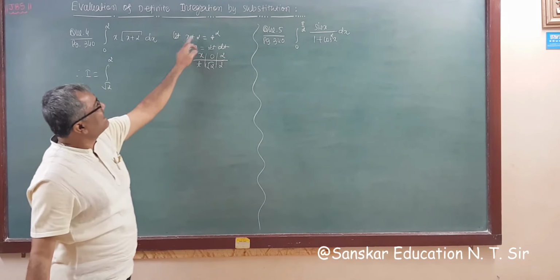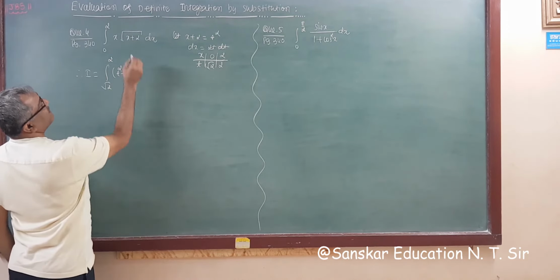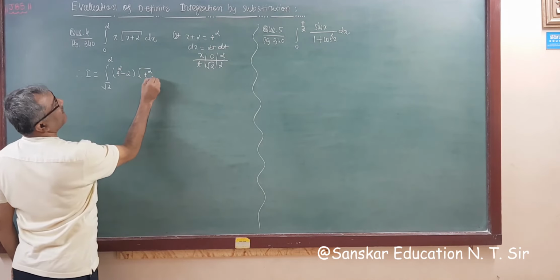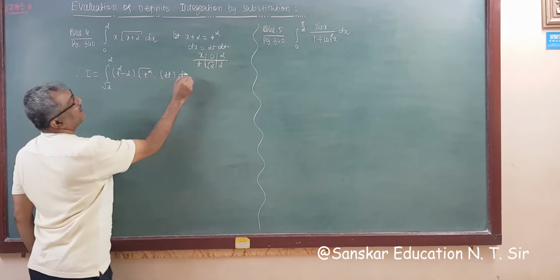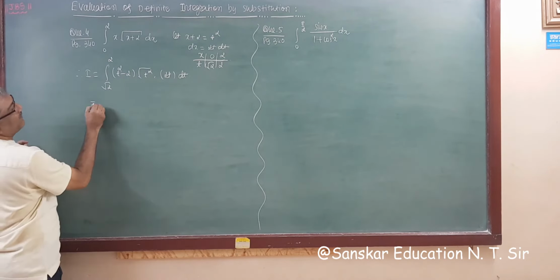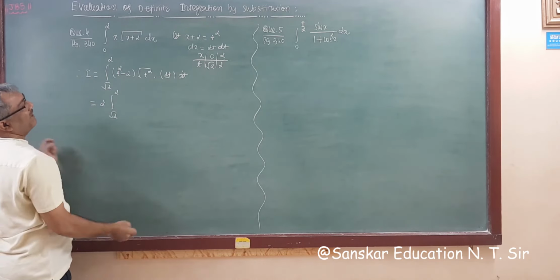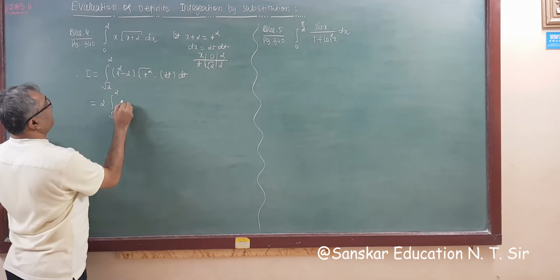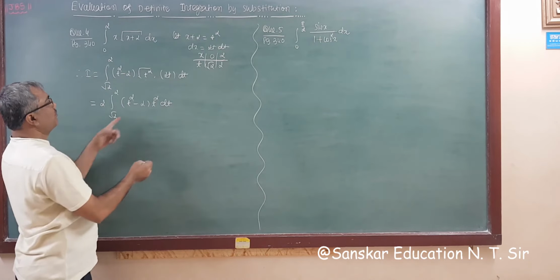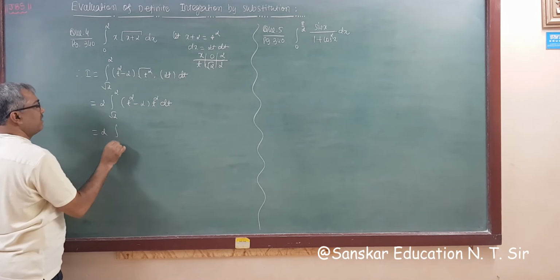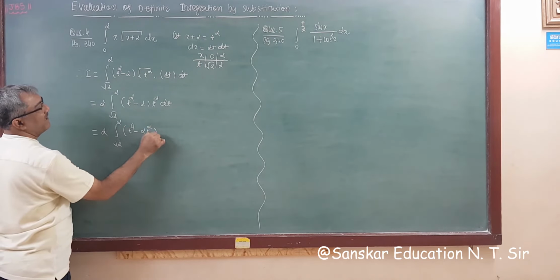Now x is t square minus 2, and this is under root t square, and dx is twice t dt. So multiplying this, 2 is constant, so it comes outside. This is t and this is t, so t square. So t square minus 2 into t square dt. Multiplying this, we get 2 times the integral from root 2 to 2 of t raised to 4 minus 2t square dt.